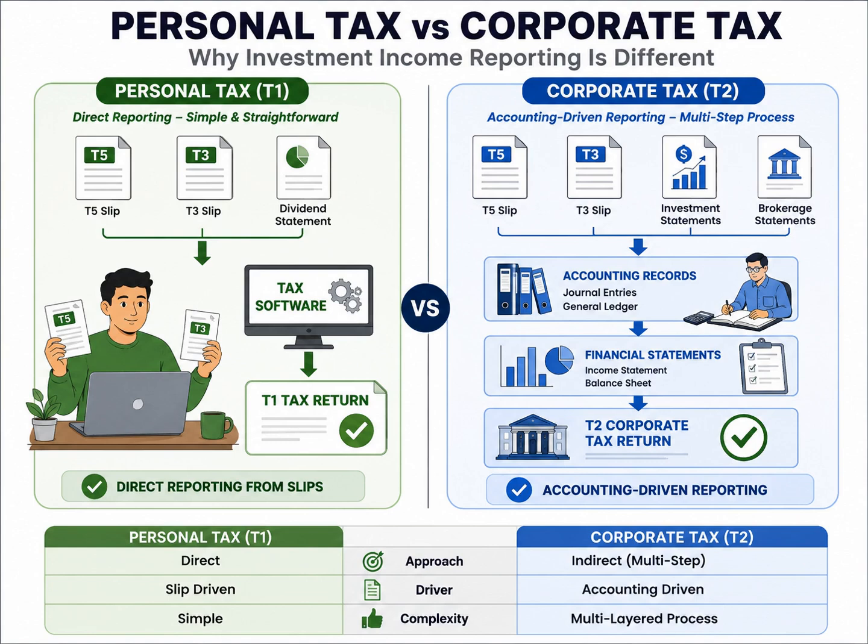If you remember only one thing from this slide, remember this. Personal tax starts with slips and ends with a tax return. Corporate tax starts with slips, but those slips must first flow through the accounting records and financial statements before they ever reach the T2 return. That accounting-first approach is the foundation for reporting investment income correctly in a corporation.